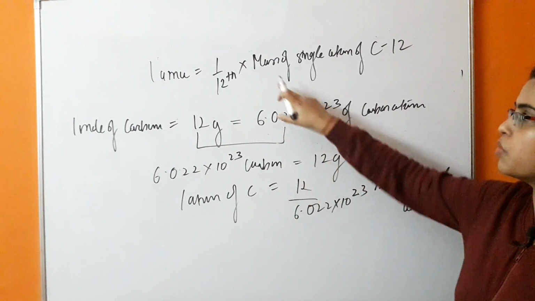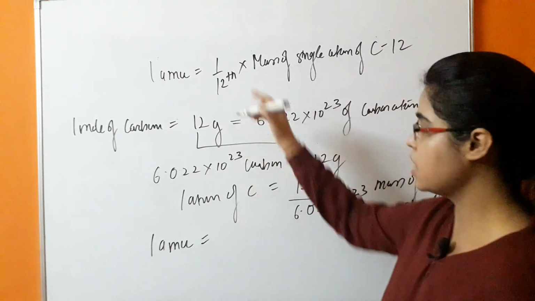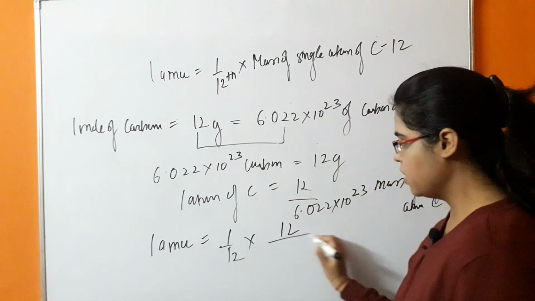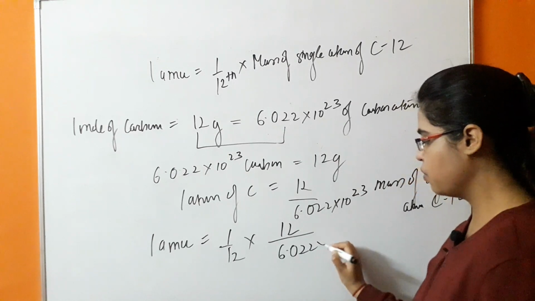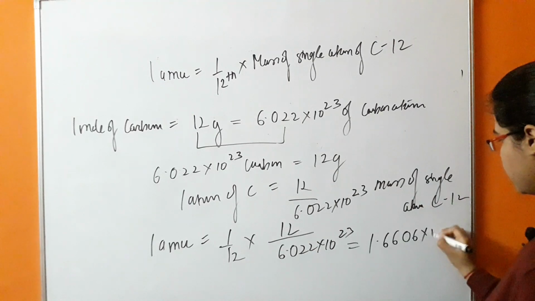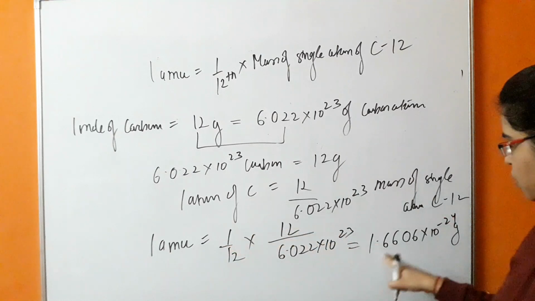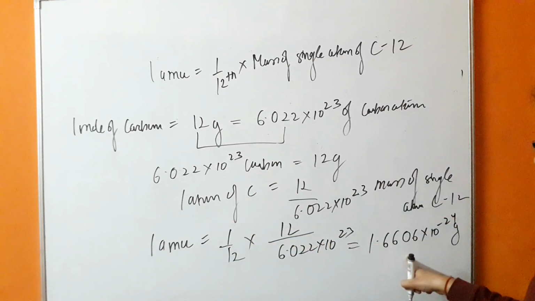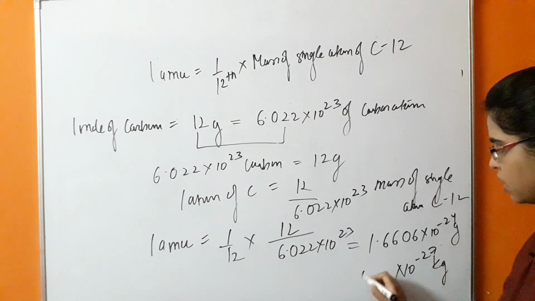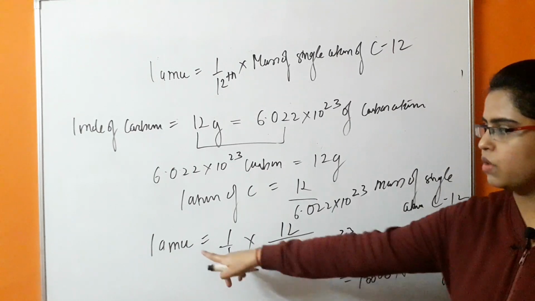So this mass will be put in this formula. What is happening in this case? 1 AMU is equal to 1 by 12th into 12 divided by 6.022 into 10 to the power 23, which after calculation is 1.66 into 10 to the power minus 24 gram. So this is the actual mass of 1 AMU. This is in grams. If we represent the mass in kg, it will be 1.660 into 10 to the power minus 27. So this is the actual mass of 1 AMU.